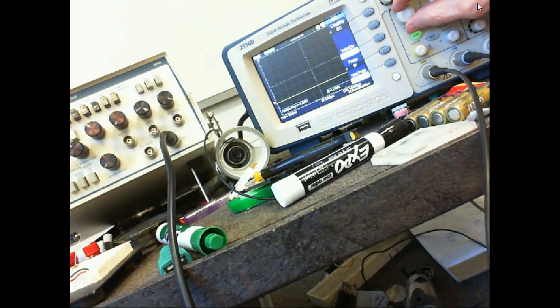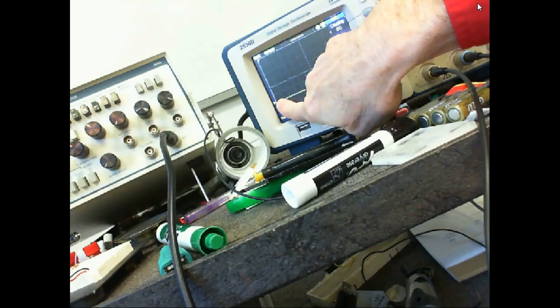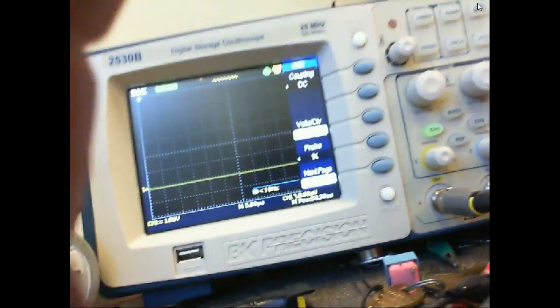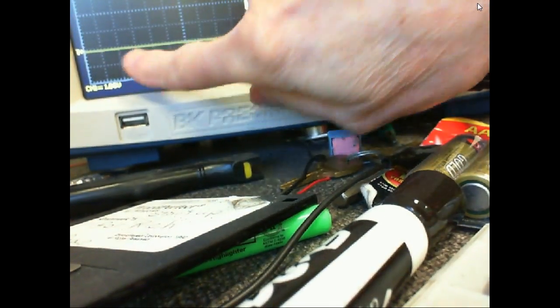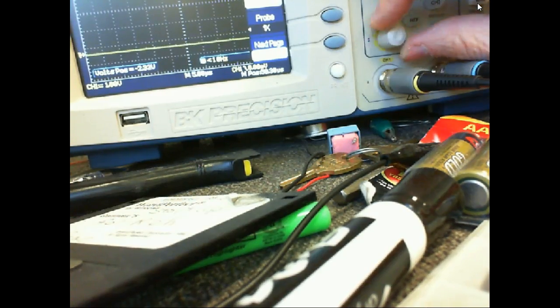I'm going to put it on 1 volt per division. This shows a 1. Y'all can't see it over here. It's not focusing in real well. This shows me my 0 volt reference. So what I can do is I can put the 0 volt reference anywhere I want to.